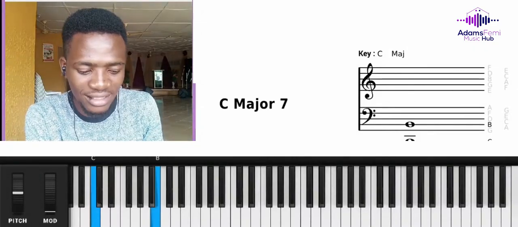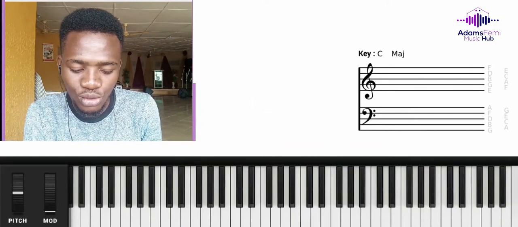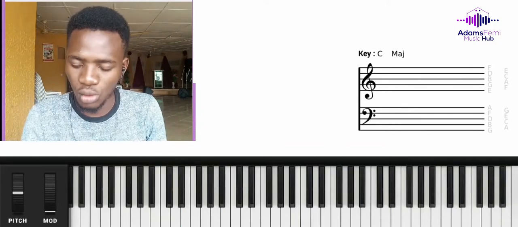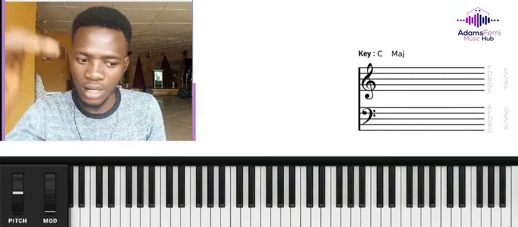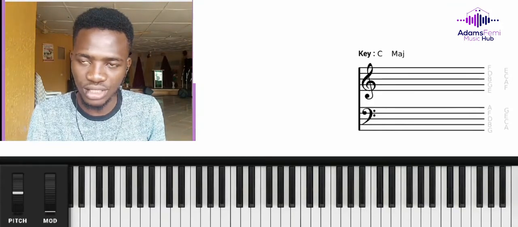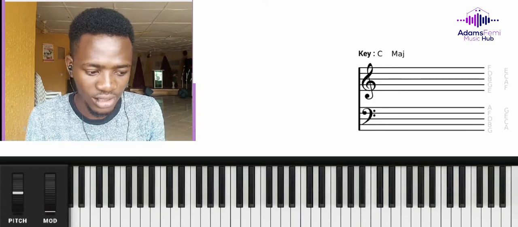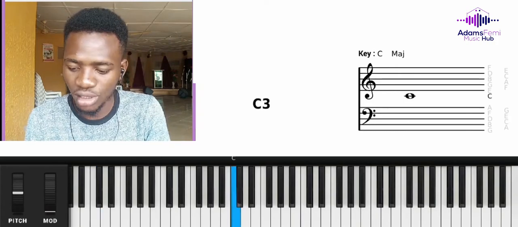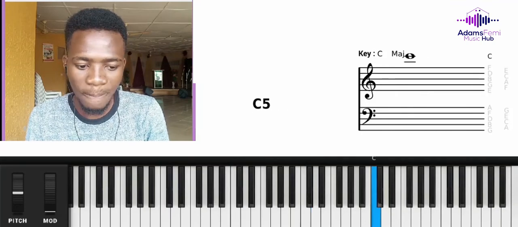Taking that same thing, taking it to C2, now C2 to B2. It's becoming higher. So we're ascending, we're going higher in terms of pitch. It's the same C, but we're going higher in terms of pitch as we're running across different octaves.